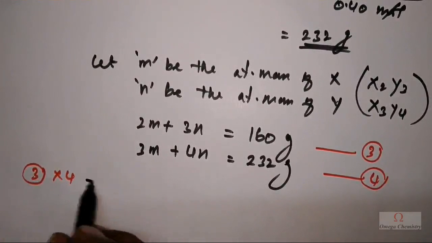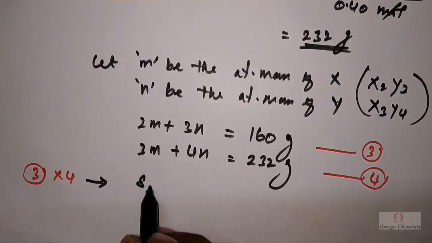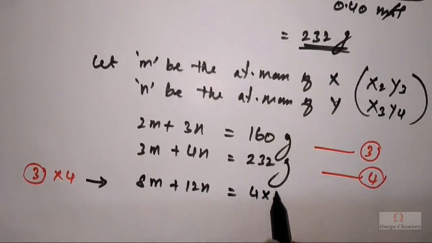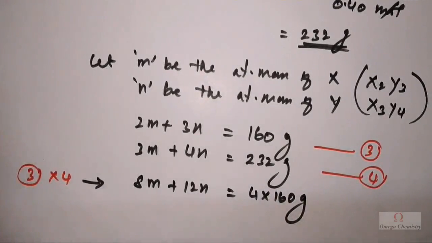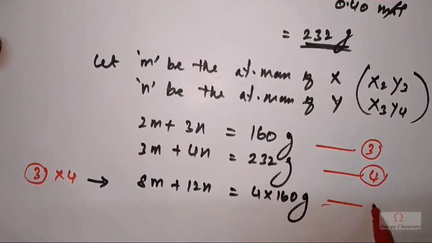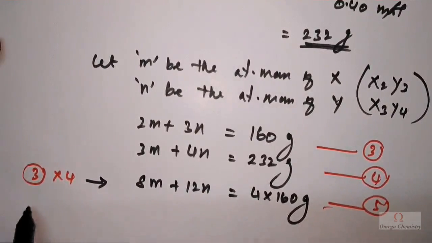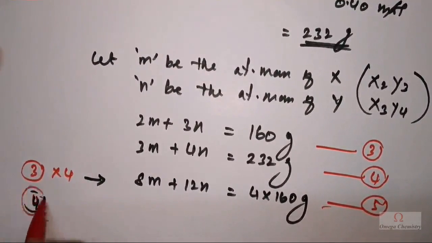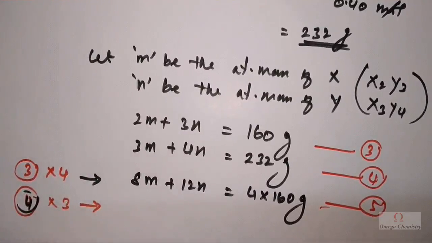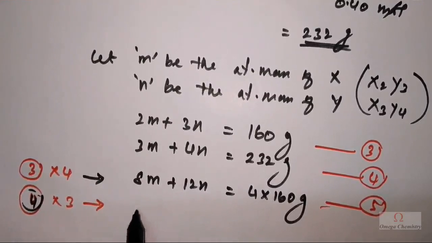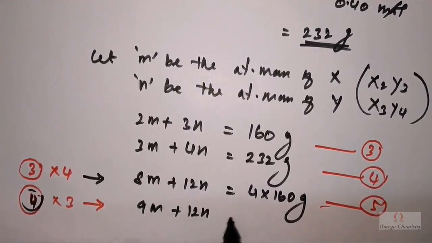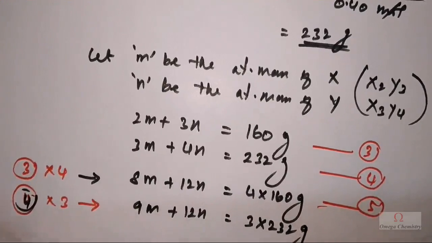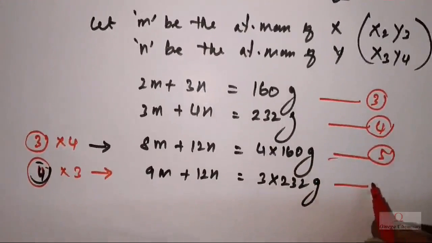So what I am going to do is multiply equation number 3 with 4 and equation number 4 with 3. Okay. So if I multiply with 4, I will get 8m plus 12n equal to 4 into 40 grams. I am going to call this equation number 5. Likewise, equation number 4 is going to be multiplied with 3. In that case, I will get 9m plus 12n equal to 3 into 32 grams. Okay. So I am going to call this equation number 6.